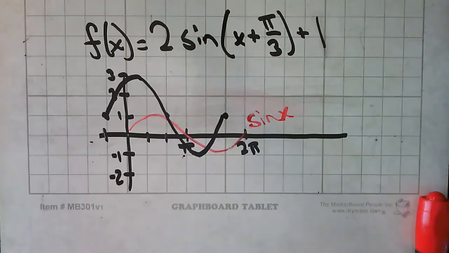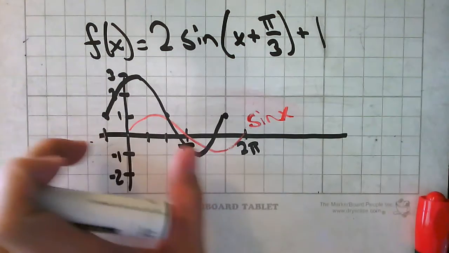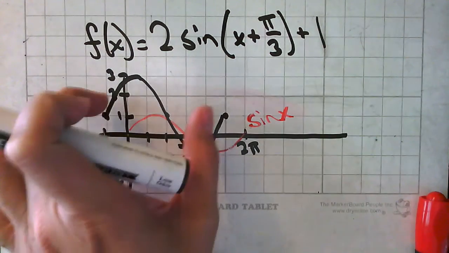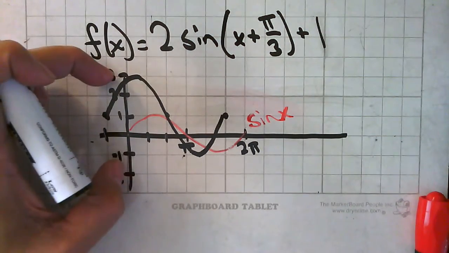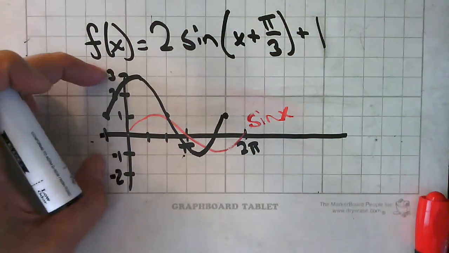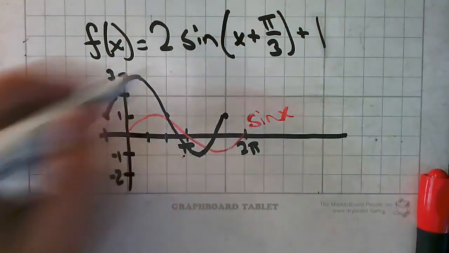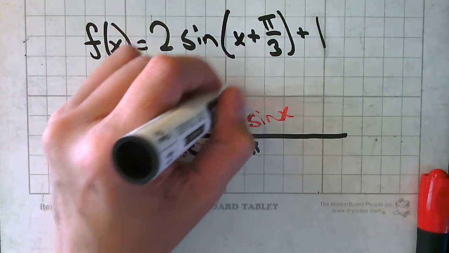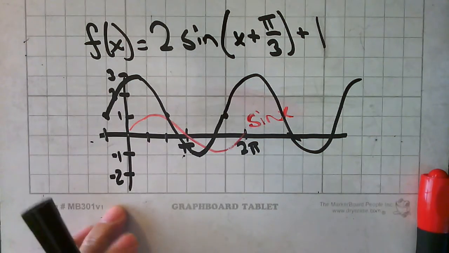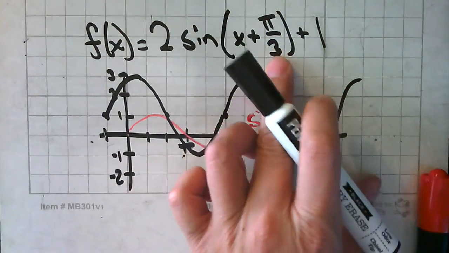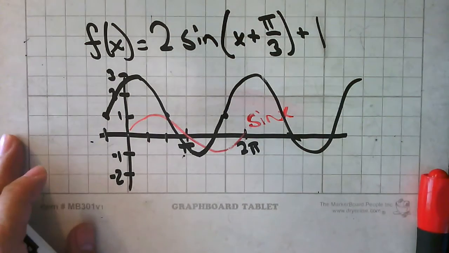And repeat. So there we go. So this shifts it to the left pi over 3. This shifts it up 1. And then this is a vertical stretch, so it's going to go up 2 and down 2. Right? So your amplitude is 2 here. And this will continue on forever. So we can keep doing this like this. Okay. So that's how the graph changes. Shift left and right, shift up and down, and vertical stretch. All right, so that's all you're going to need to know for your homework.